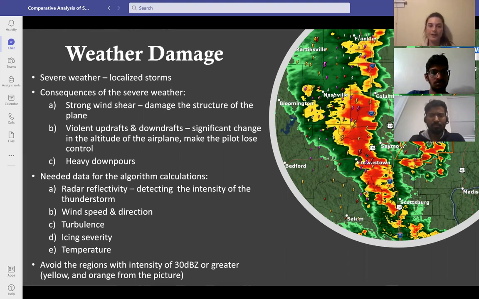And we have heavy downpours. To calculate with this A-star search algorithm, we need some data for those calculations. Some of the data are radar reflectivity, which detects the intensity of the thunderstorm, wind speed and direction, turbulence, icing severity, and temperature.